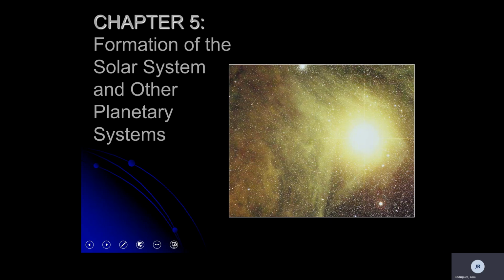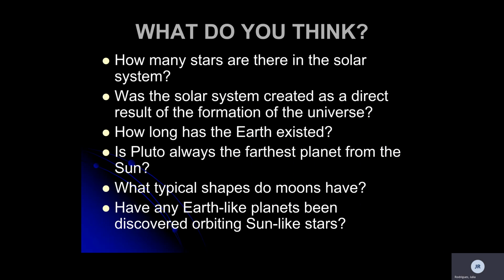So we're talking about the formation of our solar system and other planetary systems. So a little bit of what we're thinking about here. How many stars are there in a solar system? Was the solar system created as a direct result of the formation of the universe? How long has Earth existed? Is Pluto always the farthest planet from the sun? What typical shapes do moons have? And have any Earth-like planets been discovered orbiting sun-like stars?